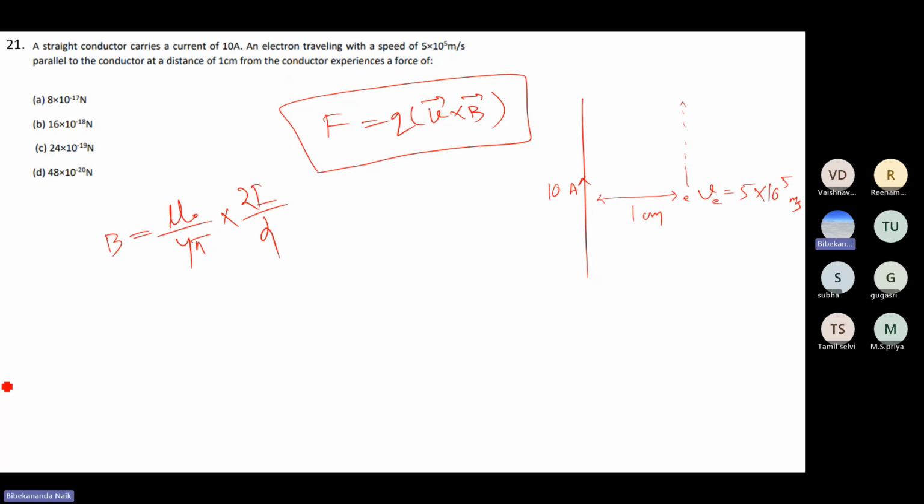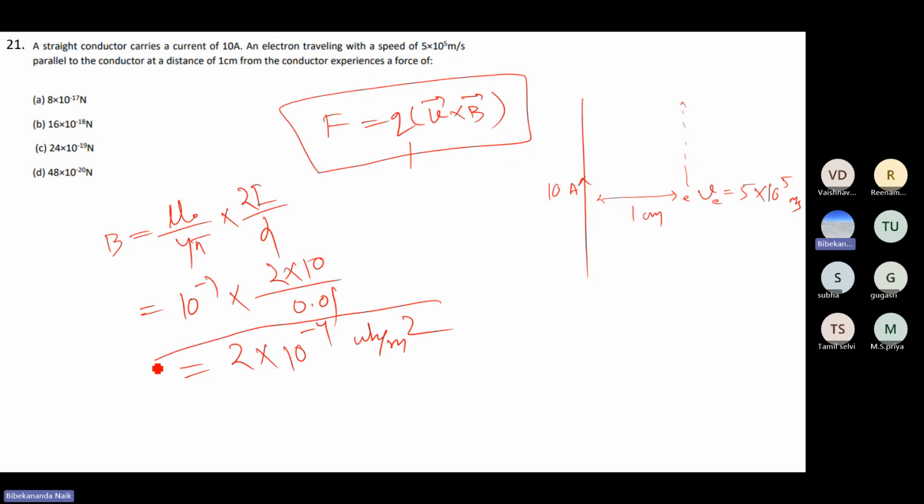Can anyone tell me? So if you put all the values, the magnetic field will be mu 0 by 4 pi, which is 10 to the minus 7, into 2 into 10 divided by d, where d is 1 centimeter, 0.01 meter. So if you calculate, it will be 2 into 10 to the power minus 4 Weber per meter square. This is the value of the magnetic field.